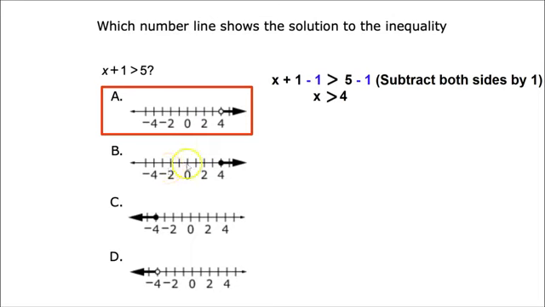As far as B, it is incorrect because you have that dot that's filled in. That means x is greater than or equal to 4, and that is not what we have here.